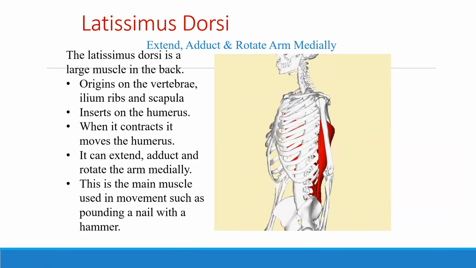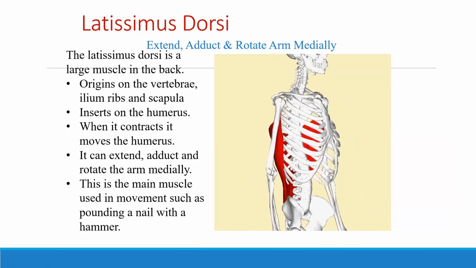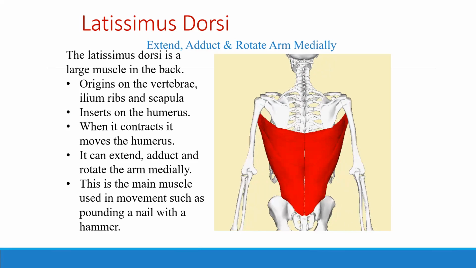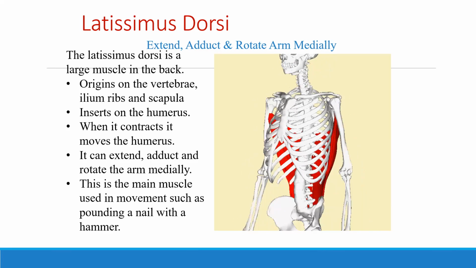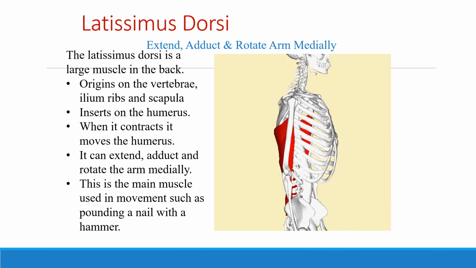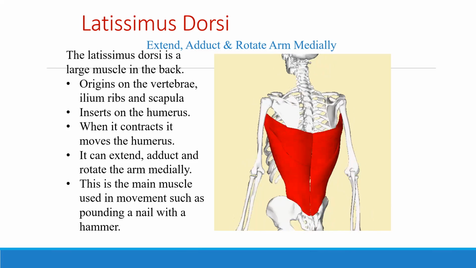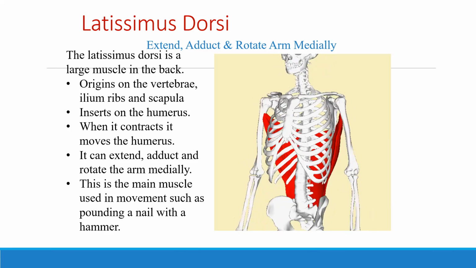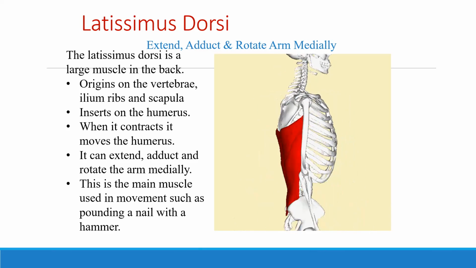It extends down, covers most of the lower back. It inserts on the humerus. A very powerful overhand action, throwing a ball, for example, would use the latissimus dorsi.